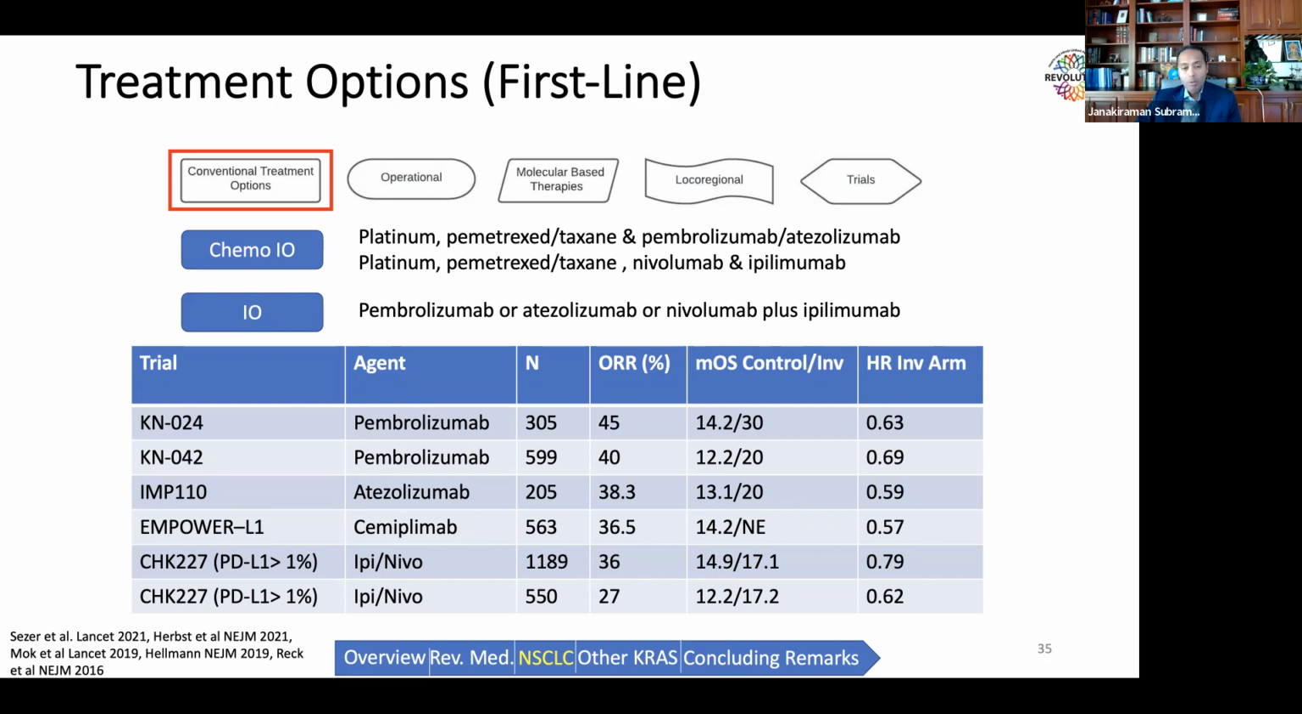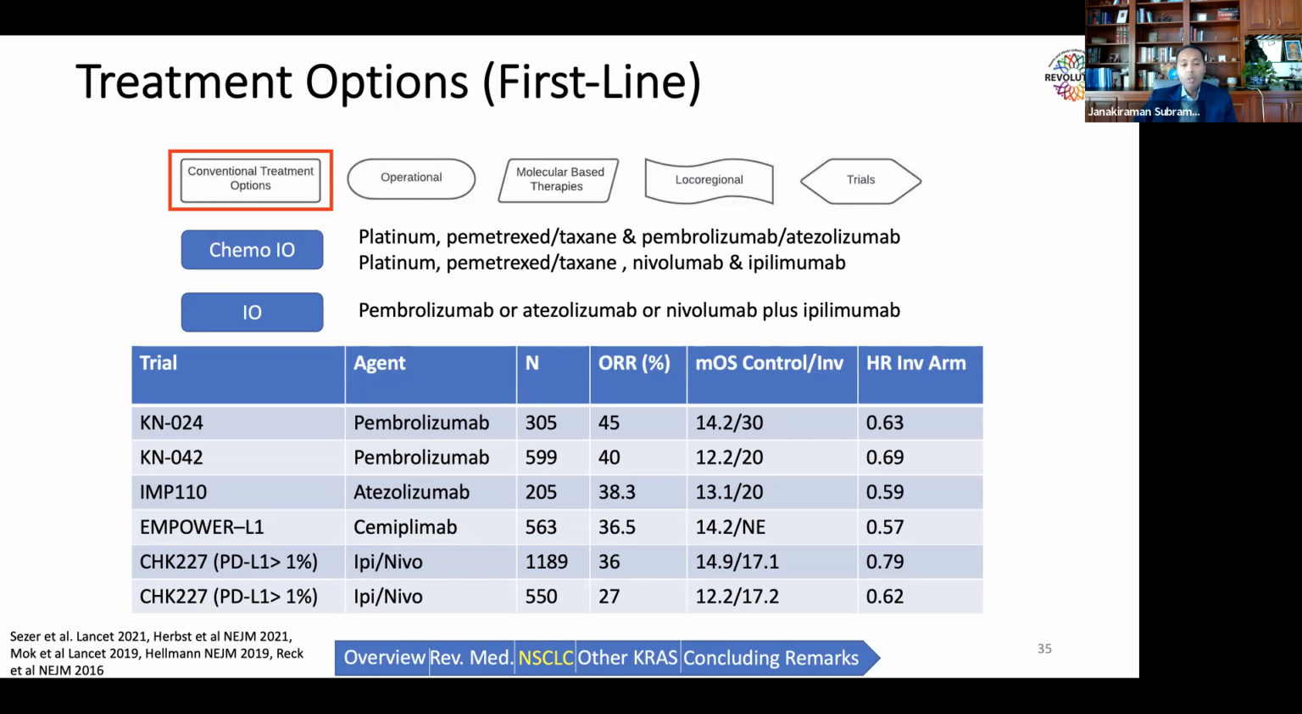So the top row, Keynote 24, you can see that the median overall survival was 13 months, which is quite significant. But again, we have to keep in mind that the high expressors with PD-L1 expression tend to do better than other patients who have lower PD-L1 expression. So it was highly significant.